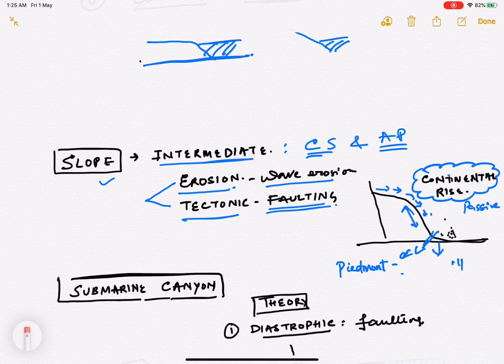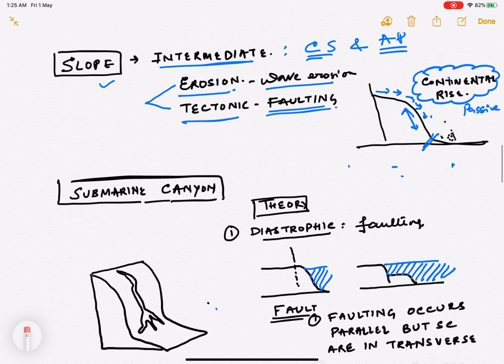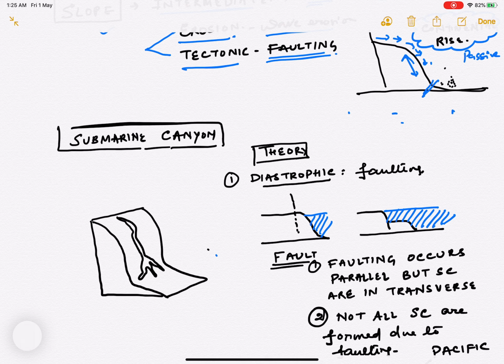Next, we have the submarine canyon. What is the submarine canyon actually? The submarine canyon is nothing but a valley that is prevalent within your continental shelf and extends up to your continental slope. Now, what are the theories of formation? Why did this valley within the continental shelf and slope get formed?